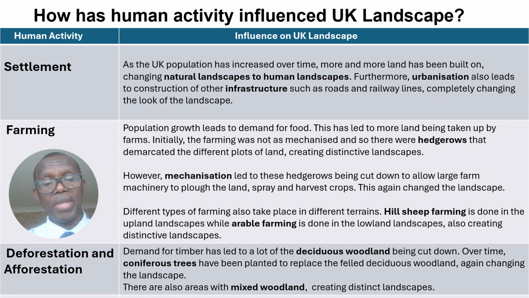look over time. So the last one we look at here is deforestation and afforestation. And deforestation, obviously, is the cutting down of trees. And we need the trees for wood, for example. And so the deciduous woodland is what originally was here in the UK, but a lot of that has been felled over time, as in it has been cut down. So for timber, for paper, and so on.